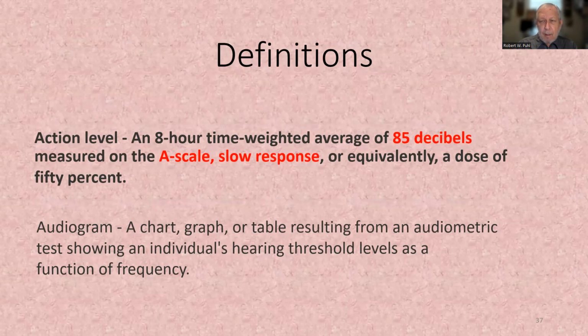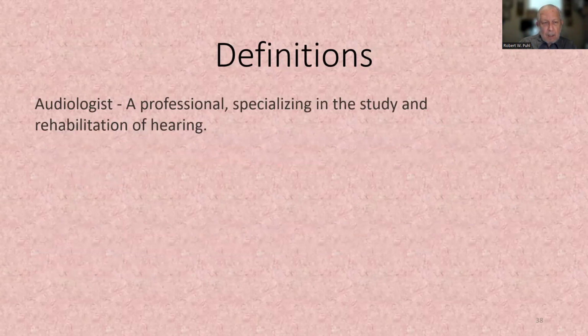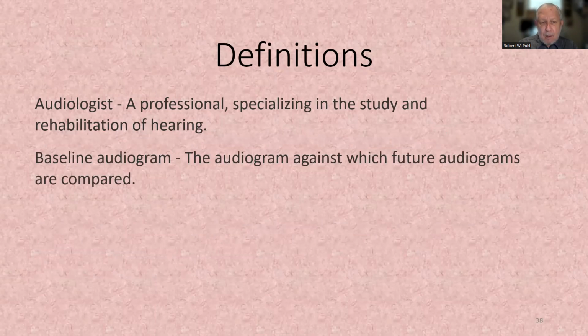And again, audiogram, I'm going to repeat some of these definitions that are important. It's a chart, graph, or table resulting from an audiometric test showing an individual's hearing threshold levels as a function of frequency. An audiologist is a professional specializing in the study and rehabilitation of hearing. A baseline audiogram is the audiogram against which future audiograms are compared.